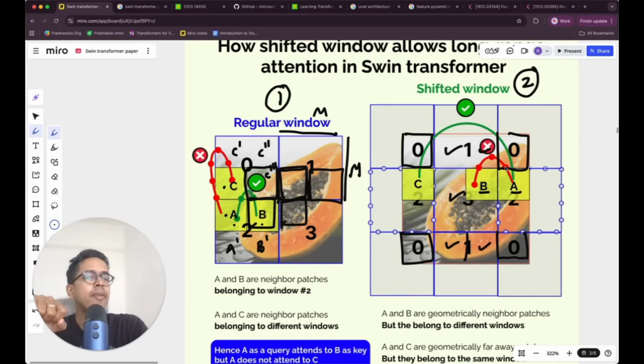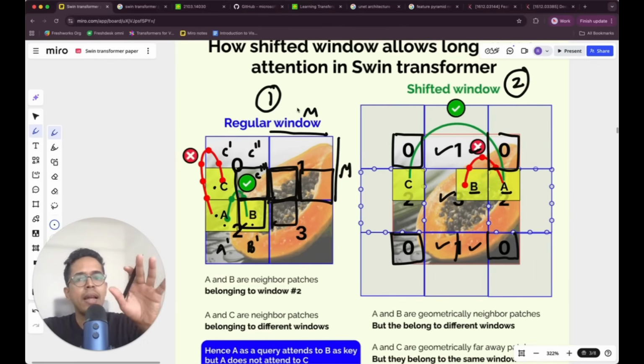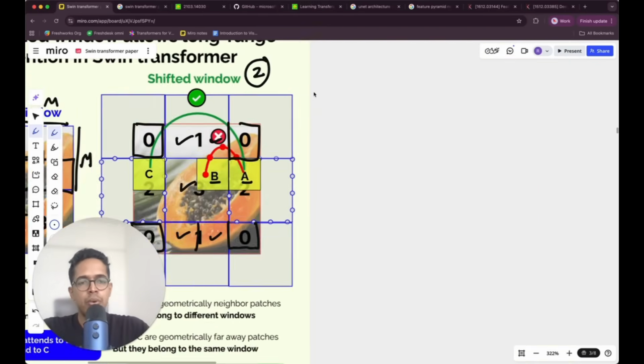The patches can be far away, but their window IDs can remain the same. And based on that, they can pay attention to each other, right? So this is the primary idea between regular window and shifted window. Now let's read the paper.